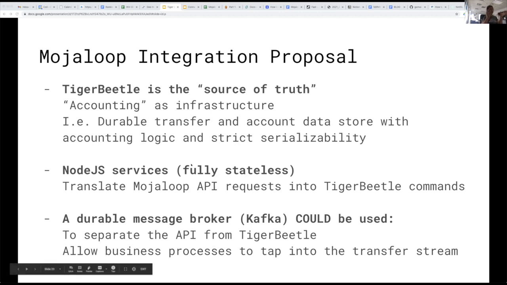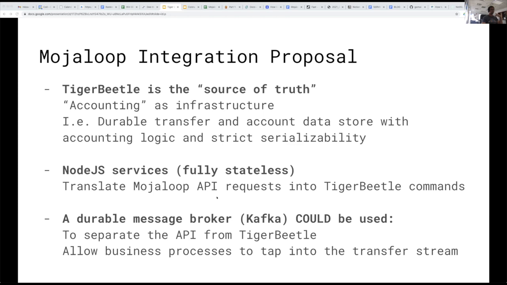So at a high level, our proposal is that TigerBeetle would be the source of truth. It would be the accounting infrastructure. It would provide this durable data store for all the accounts data. Things like configuration, anything else would sit outside TigerBeetle. TigerBeetle is very, very specific about what it stores: it stores accounts, transfer history and balances. And then all of your Node.js services would sit around it and translate API requests into TigerBeetle commands and vice versa, or read notification events or commands and so on and send them out.